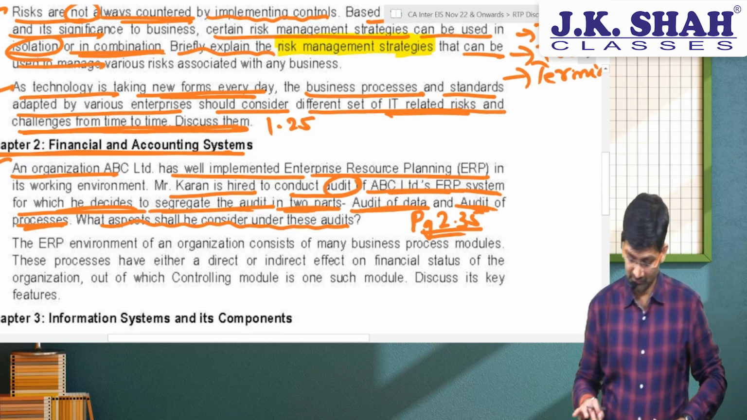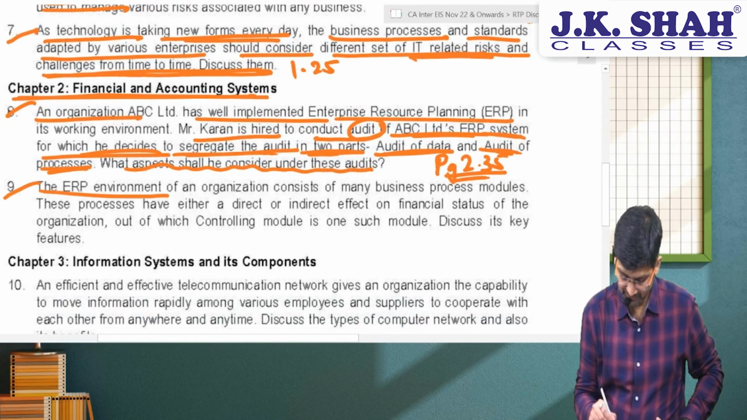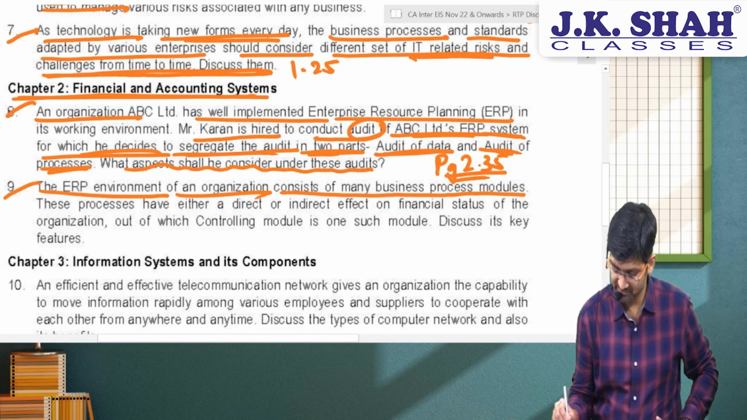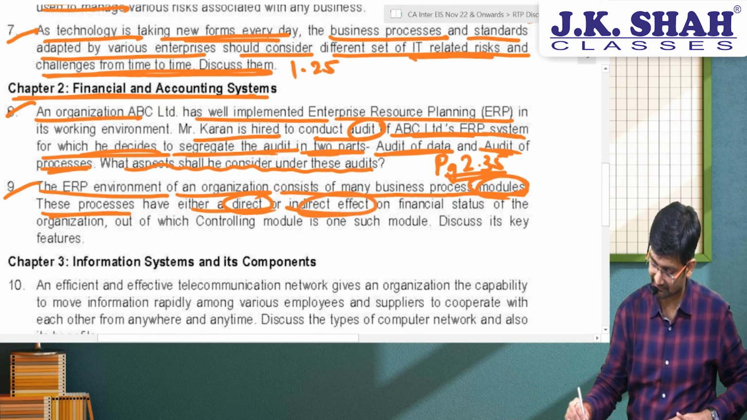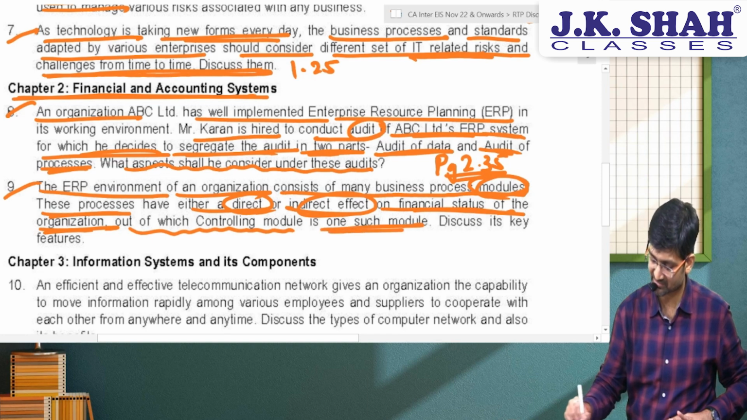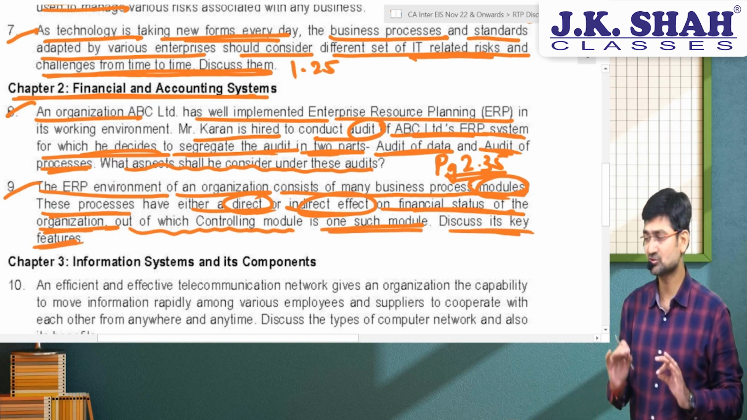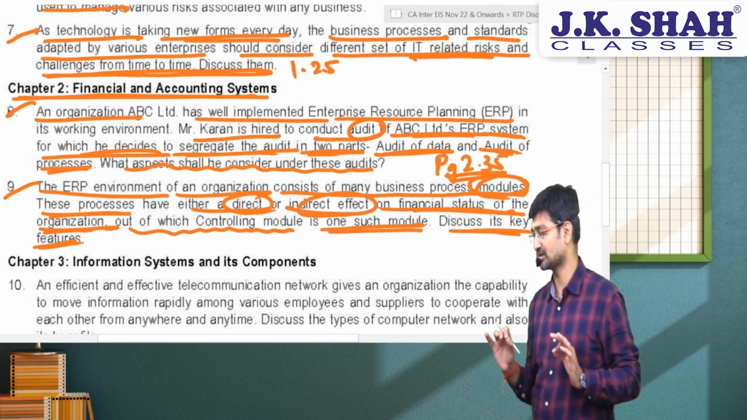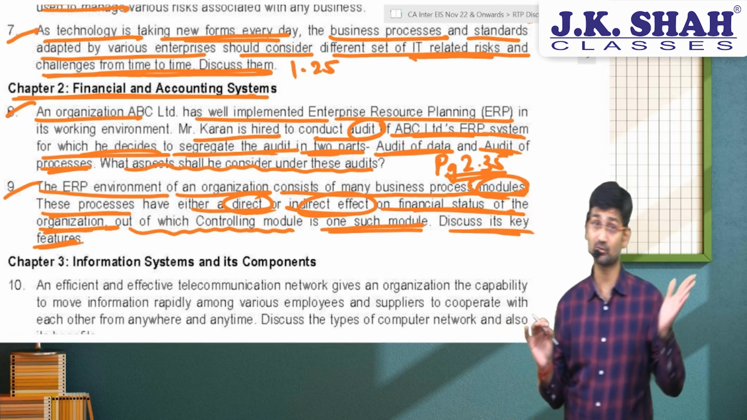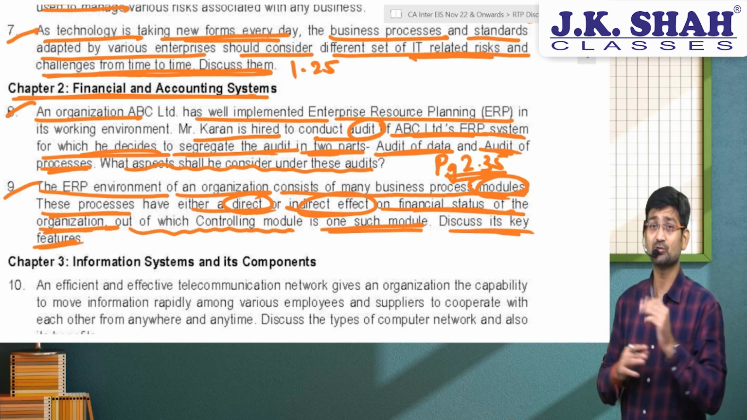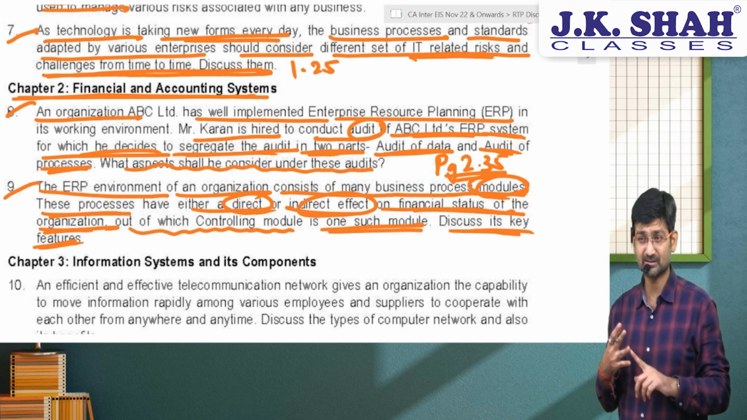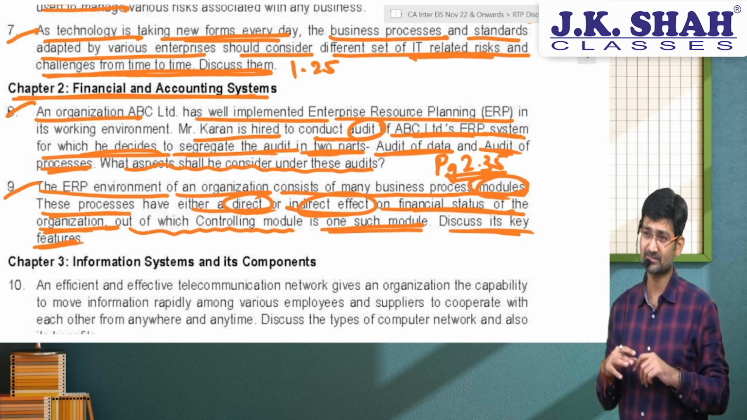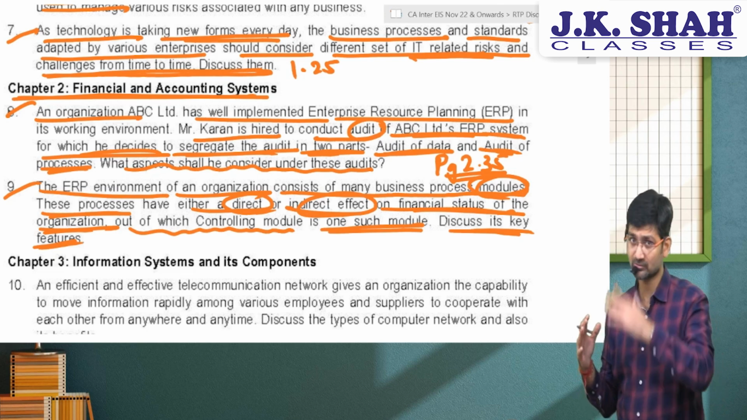Next, the ERP environment of an organization consists of many process modules. These processes have either a direct or an indirect impact on the financial status of the organization, out of which the controlling module is one such module. Discuss its key features. In short, you had to discuss the features of the controlling module. So you had cost controlling and profitability, revenue controlling, cost element accounting, cost center wise, job order wise, product wise, process wise, profitability, profit center wise, all those points coming in.